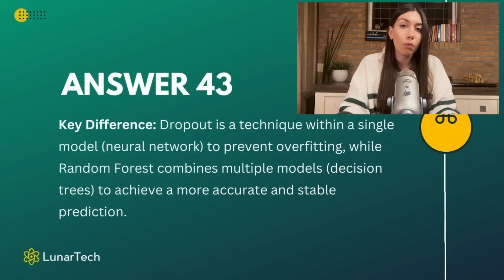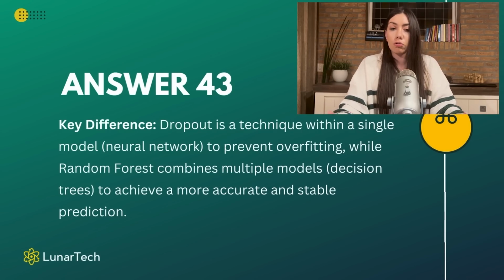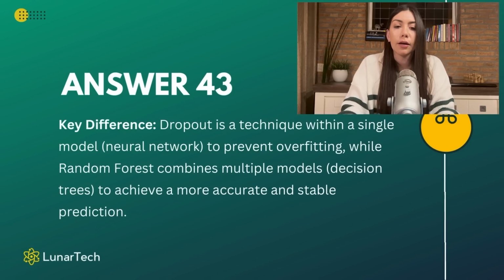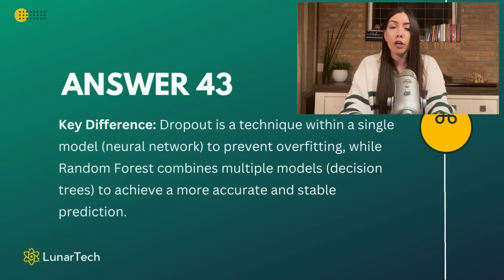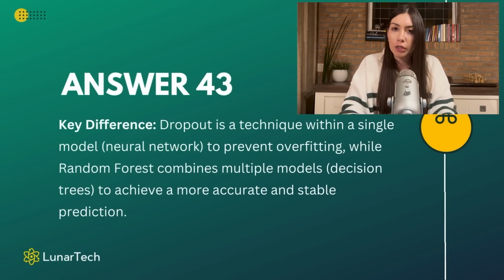Now the key differences. So how Dropout and random forest are different. Well, Dropout is a technique with a single model. We have just a single neural network. We are using exactly the same training data, and we are randomly dropping neurons in order to, in each iteration, have a different portion of training neurons in order to make the model more generalizable.